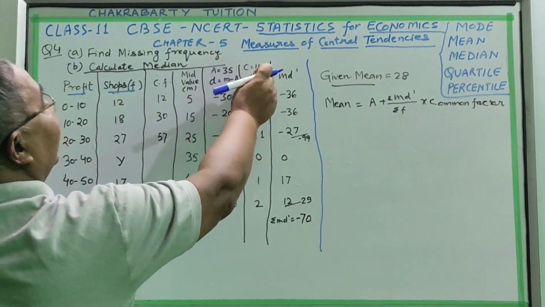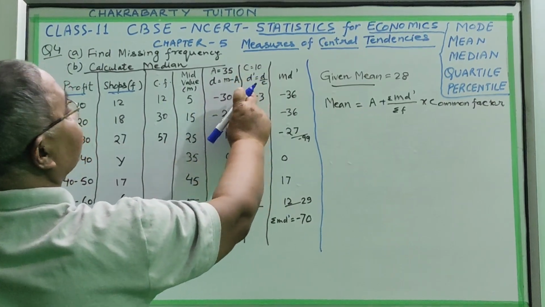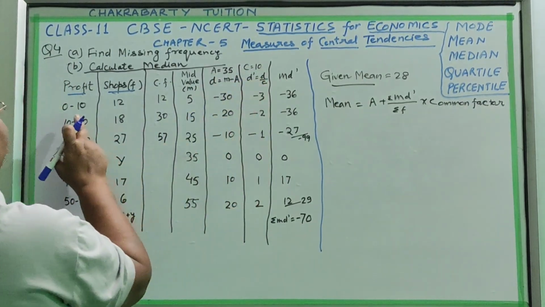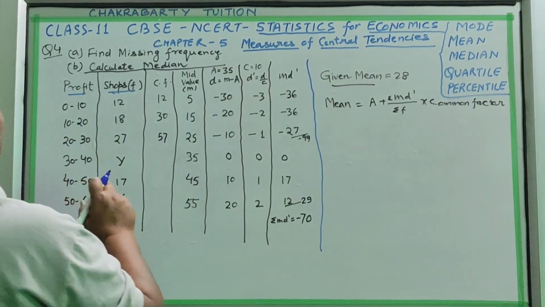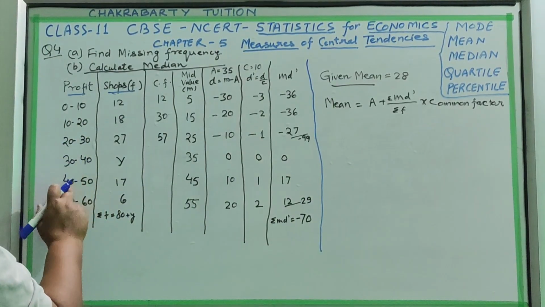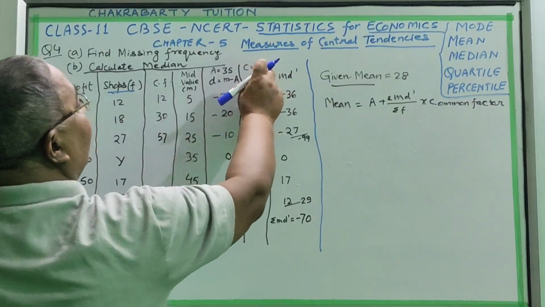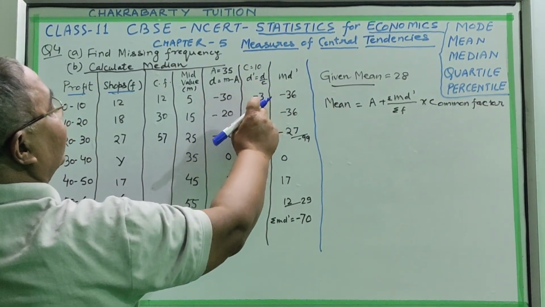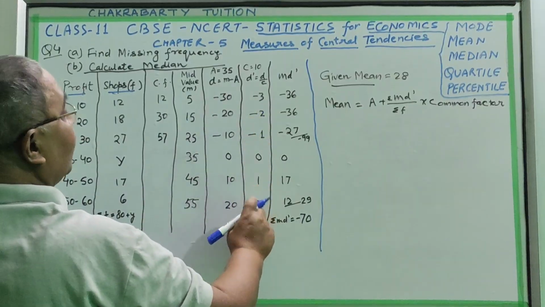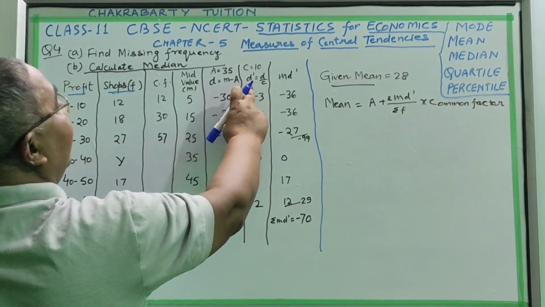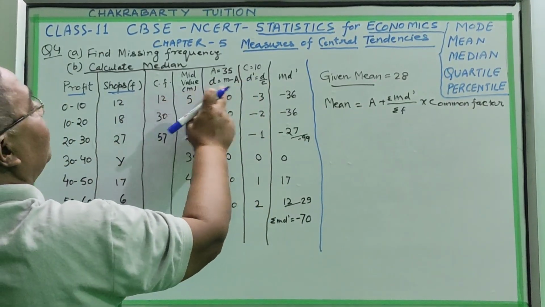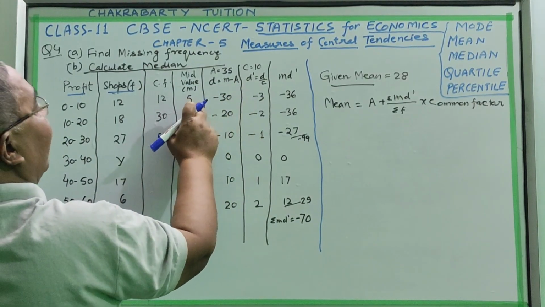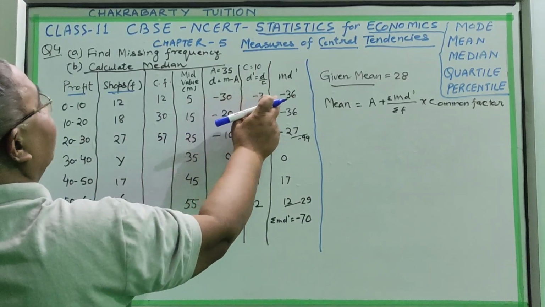Then we have made a step deviation, D dash. Step deviation means dividing by the common factor. Here you see in the class interval, the common factor is 10. So C is the common factor, 10. We have divided the deviation by the common factor C and it has come like this. So it is your step deviation, D dash. Now we will multiply F and D dash. So it becomes a shorter calculation.